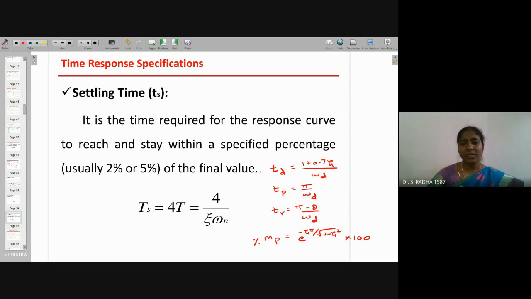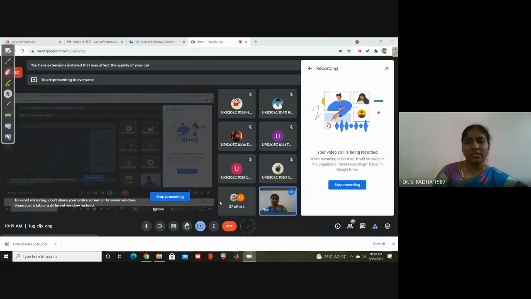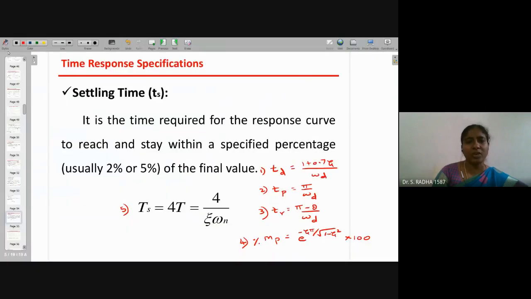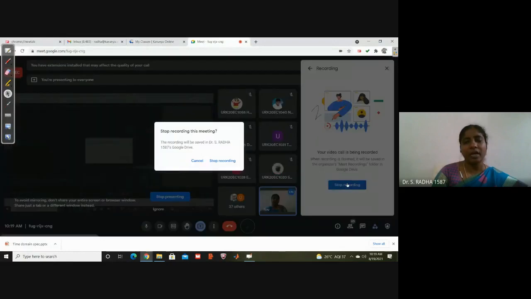The first one is delay time. Second one, peak time. Third one, rise time. Fourth one, peak overshoot. And the fifth one is settling time, 4 time constants or 3 time constants based on the tolerance. These are the 5 time domain specifications. All these 5 are called time domain specifications, and all these 5 we are taking from a second order underdamped system.